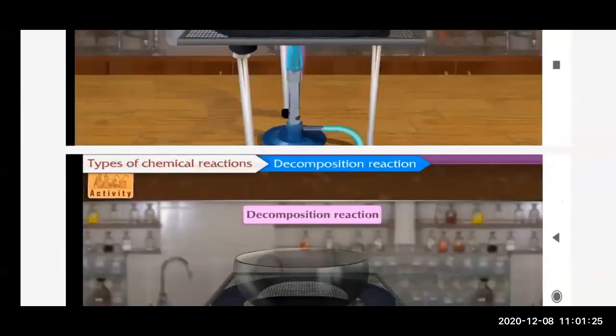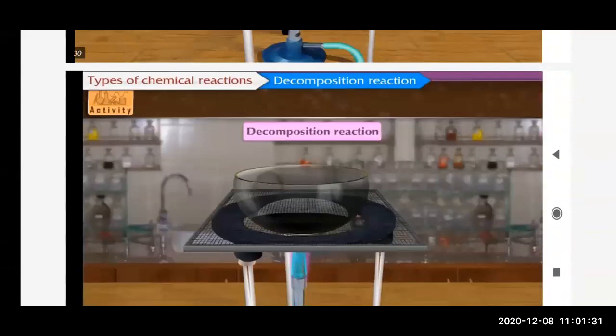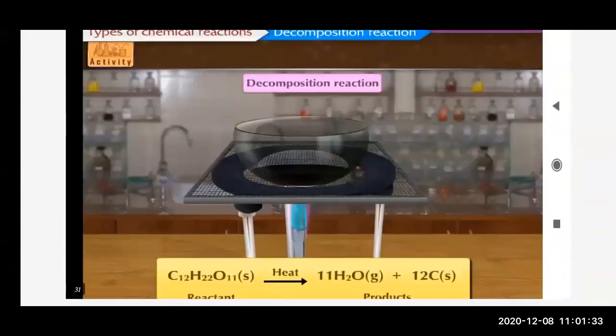In the above activity, a single reactant is divided into two substances, that is carbon and water. Now from this activity, what can we say? We have taken some sugar in the evaporating dish, right? And we have heated it, and what we have got is a black colored substance, that is carbon. Now what is the chemical reaction for that? Here you can see sugar. Here only one reactant is there.